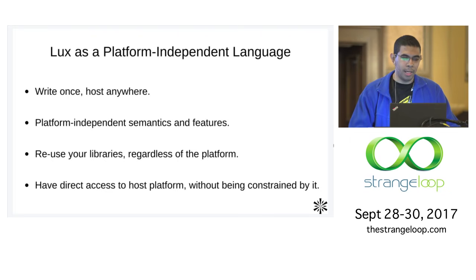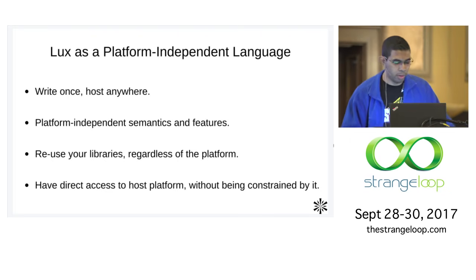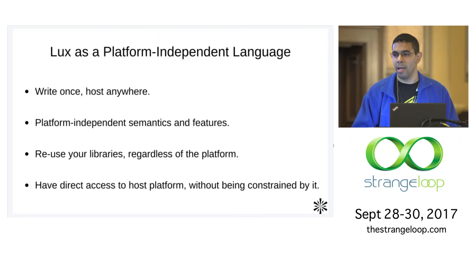What I want is a no-code change policy for libraries in Lux. Basically, if the library works on the JVM, it has to work completely unmodified on JavaScript, on .NET, and wherever you want to use it. And this doesn't even have to be at the level of libraries. It can even be potentially at the level of programs.